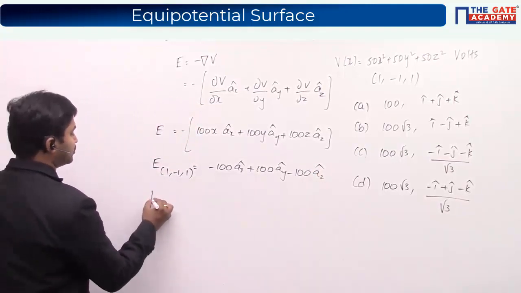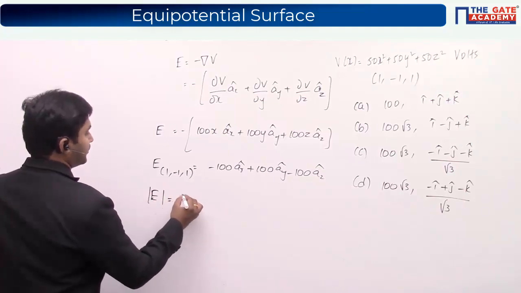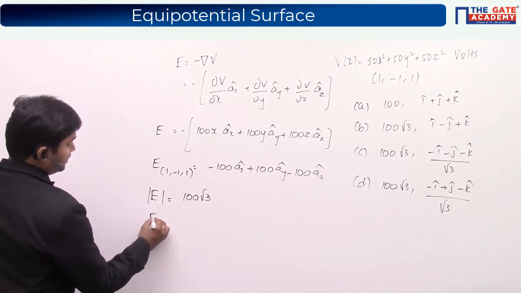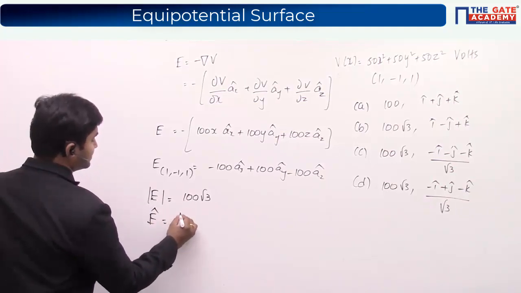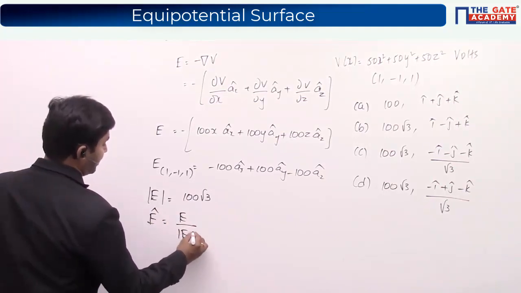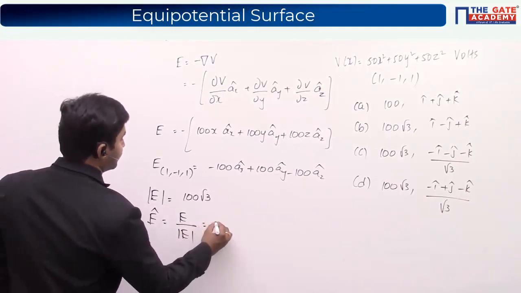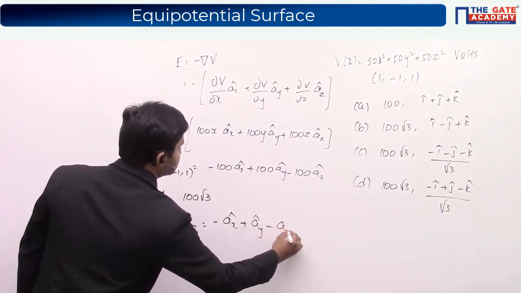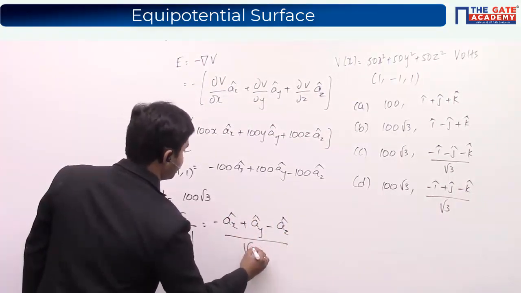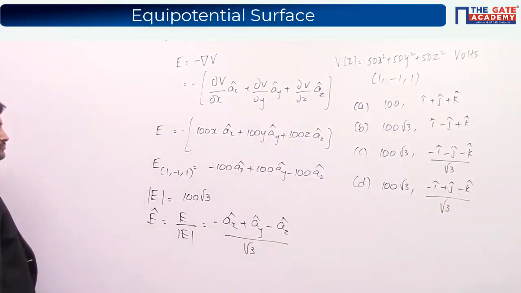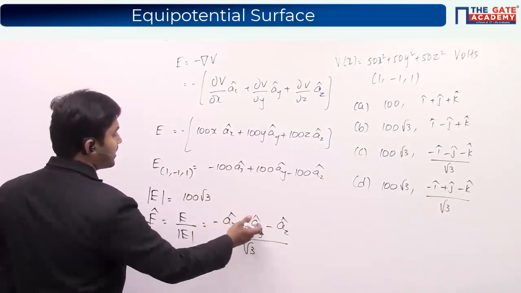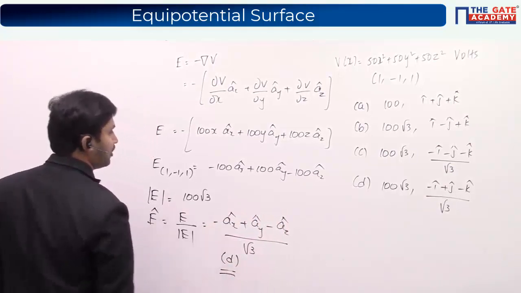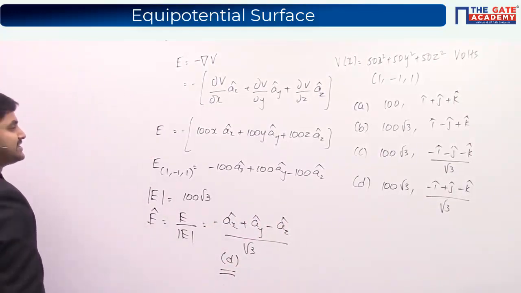If you see the magnitude of the electric field, it will be 100 root 3. Whereas the direction of it is given by the electric field divided by its magnitude, which will be equal to minus ax plus ay minus az by root 3. So i, j, k or ax, ay, az mean the same thing. So the answer for this question is option D. Option D is the correct answer.